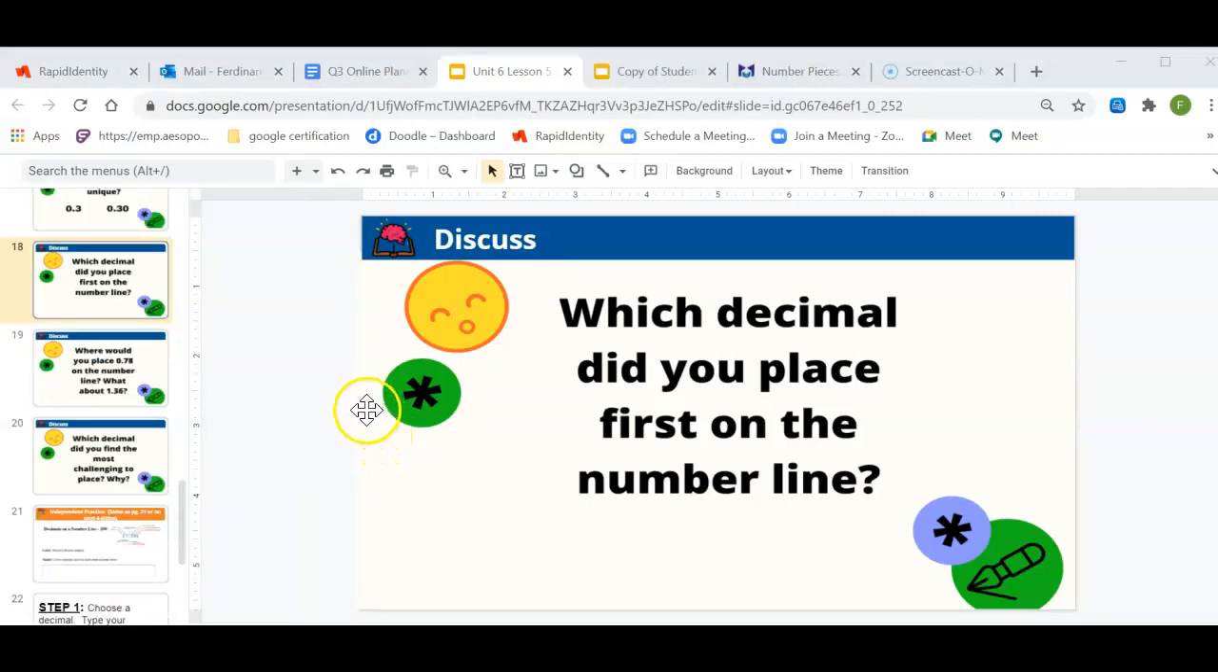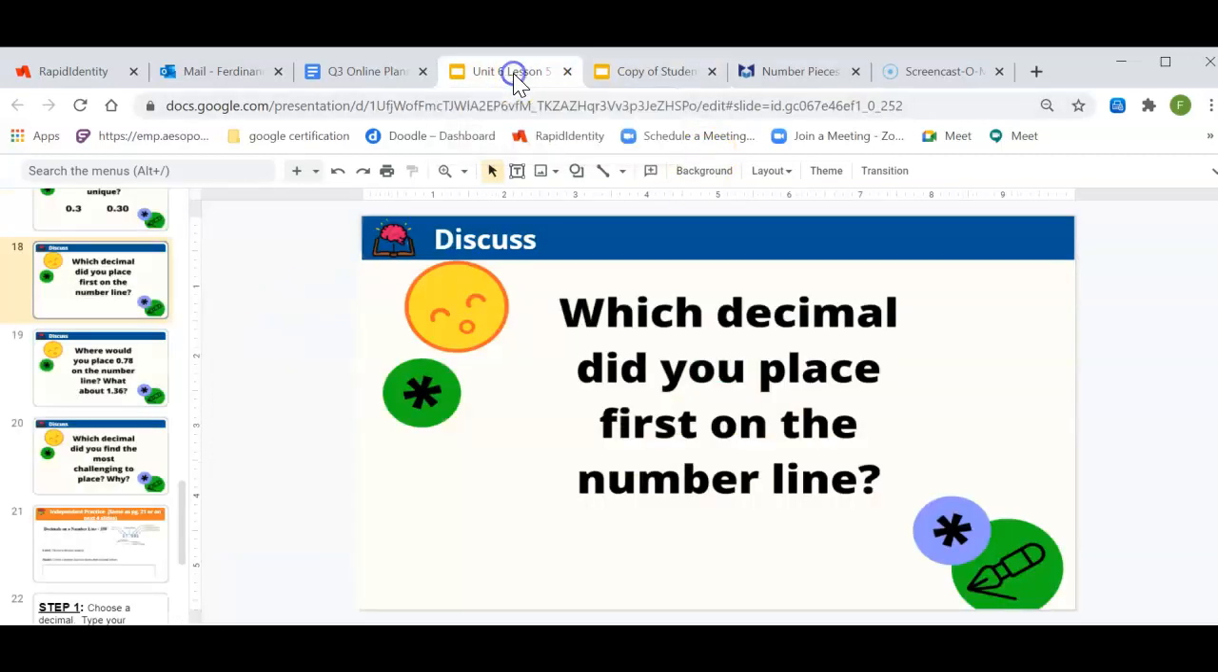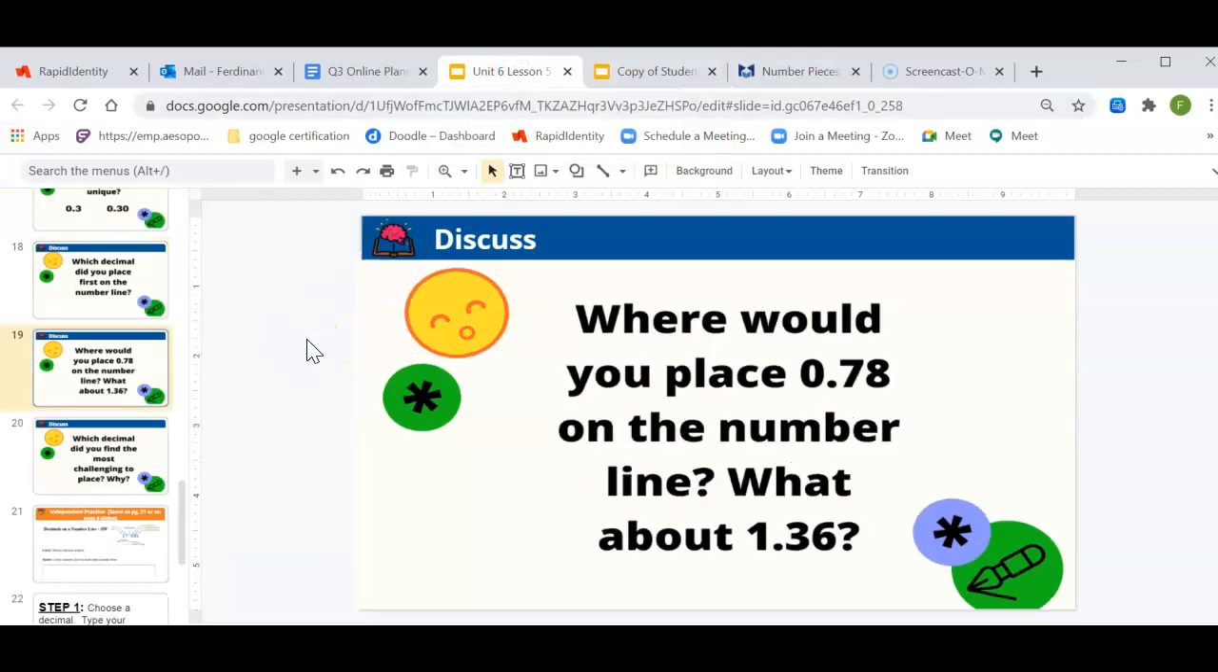And our next one, which decimal did you place first on the number line? All right, so just continuing on our slides, guys. Which decimal did you place first on the number line? I'm going back to the number line that we had a little bit earlier. Based off of these decimals, 5/100 should be the first one that you have on the actual number line. And I moved it from up here and put it down here. So 5/100s.